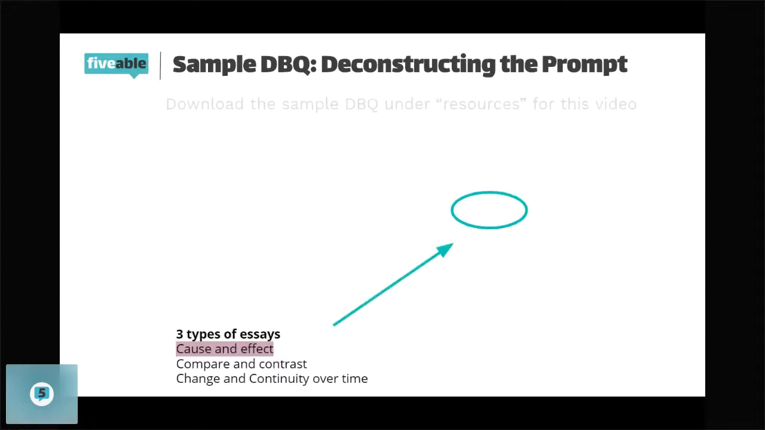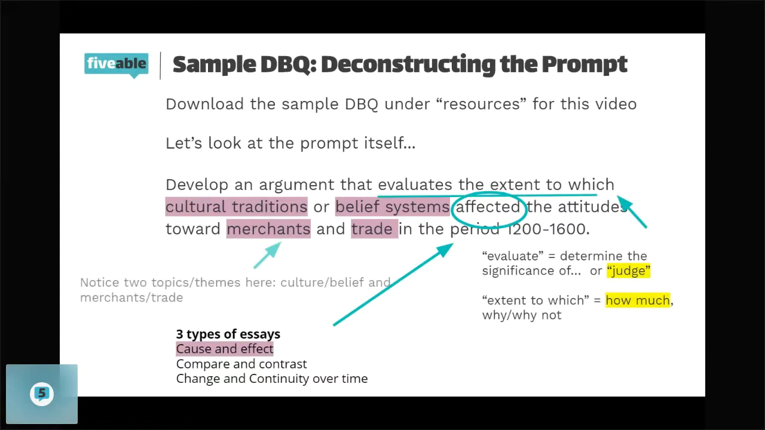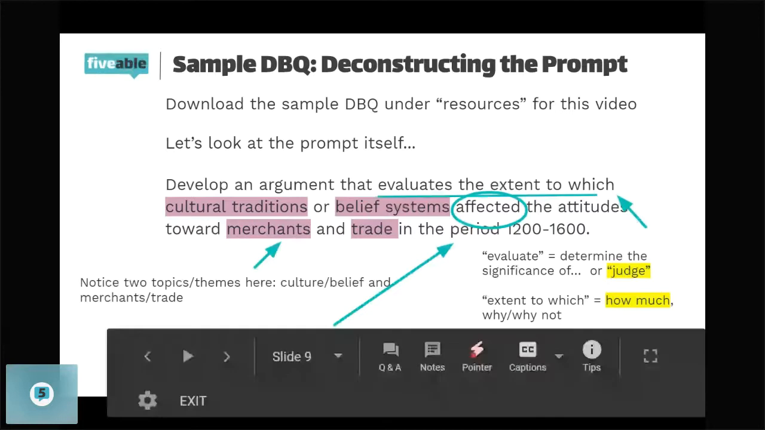All right. The last thing, oh, sorry, these are all animated here. There's three types of essays. So the College Board is either going to ask you to write a cause and effect, a compare and contrast, or change and continuity over time. So this one is a cause and effect essay. And you know this because of the words, how did the belief systems affect attitudes?